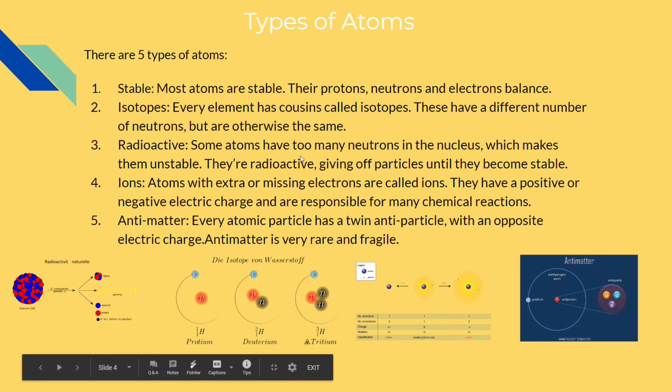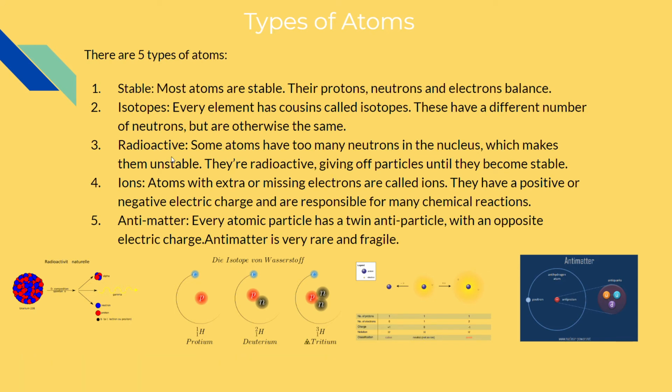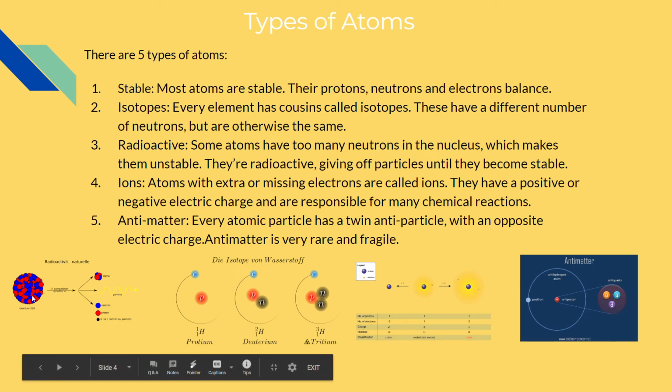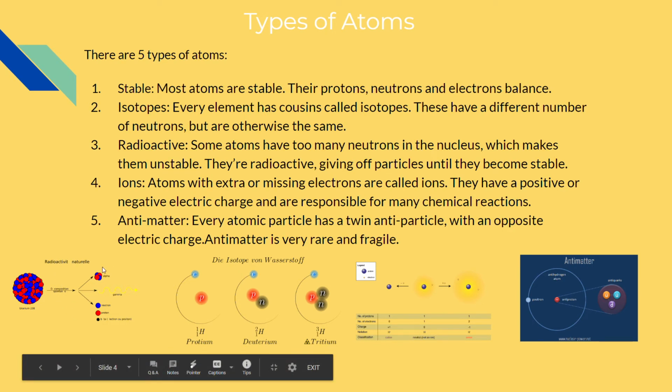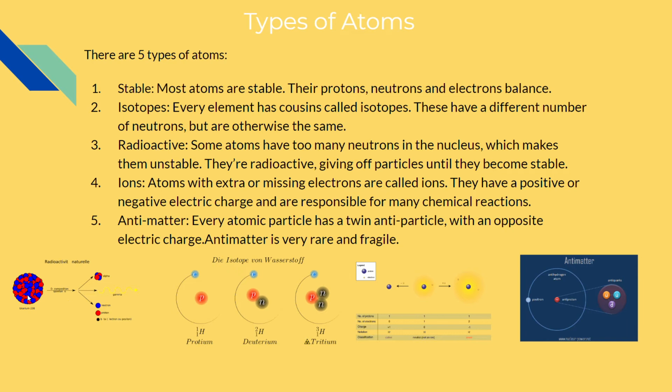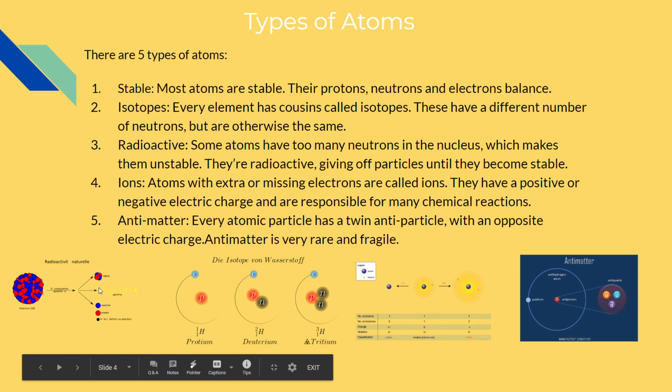Radioactive atoms. Some atoms have too many neutrons in the nucleus, which makes them unstable. They are radioactive, giving off particles until they become stable. As you can see here, this is an isotope of uranium, and it undergoes radioactive decay, and it turns into alpha particles, neutrons, protons, and beta particles. When it undergoes radioactive decay, it also emits gamma rays.